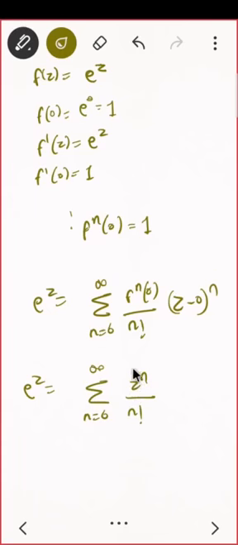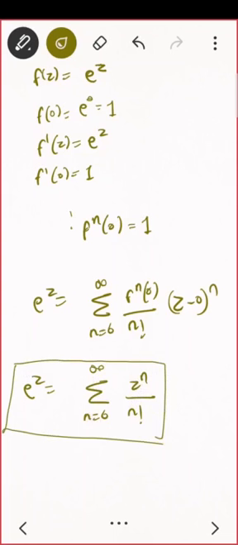Correct. So this is your expansion of e raised to z. Correct. Similarly, if you fix z on x, you will be having that. Here what is the condition? Mod z is less than infinity. Anything, it is true for any values of z. There is no issue. Correct.